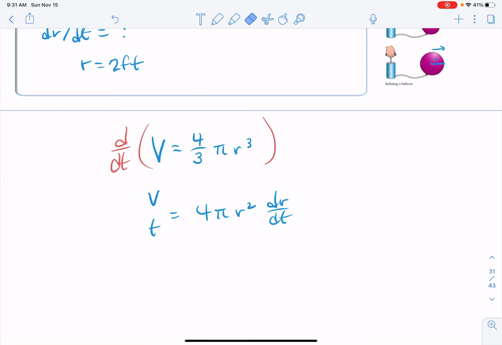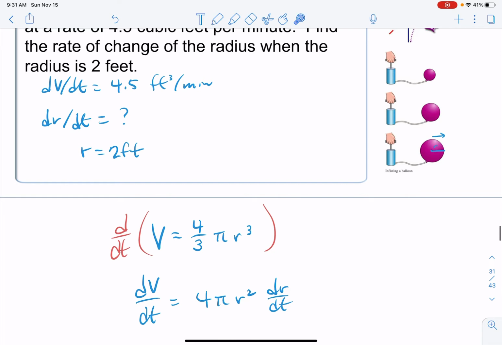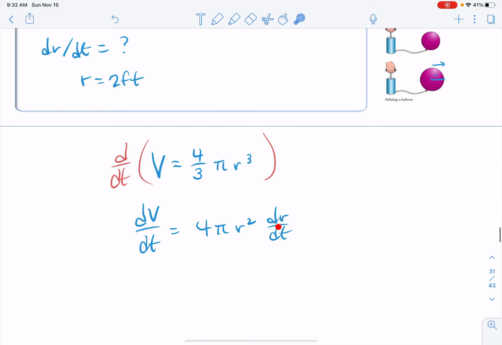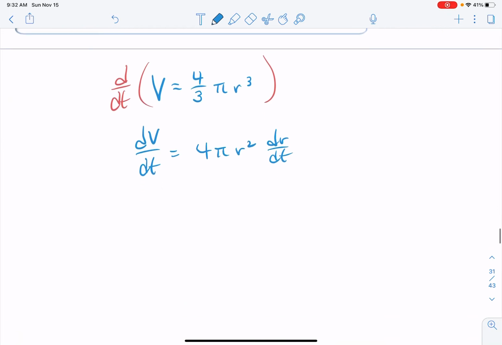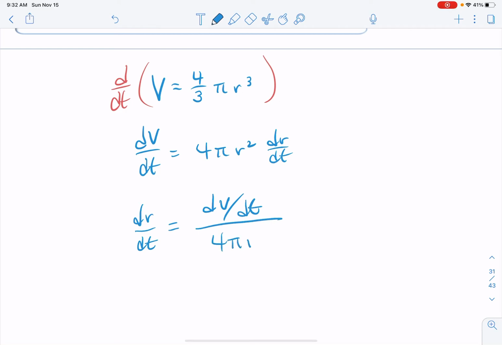I think we mentioned in another video, perhaps, that the rate at which the volume is changing is related to the surface area of the sphere. Interesting. All right. Now, what are we looking for again? We're looking for dr/dt. So I'm going to suggest that we go ahead and isolate dr/dt. Should be pretty simple, because all we have to do is divide the 4 pi r squared over to the other side. So our dr/dt is equal to dV/dt divided by 4 pi r squared. Ta-da!